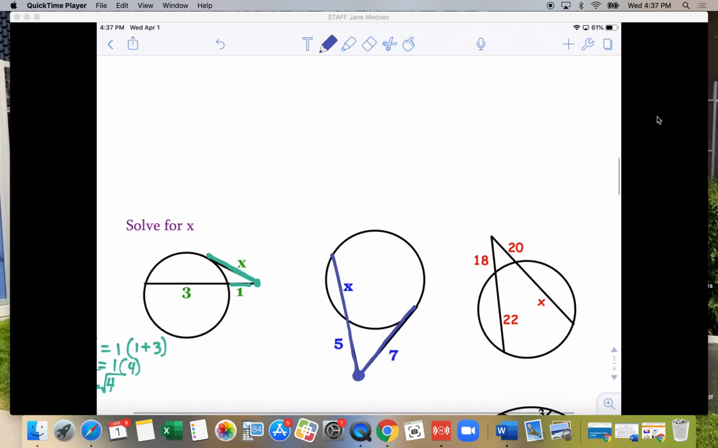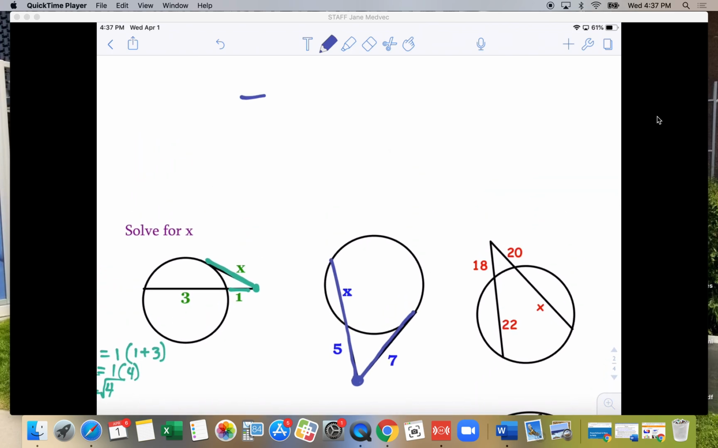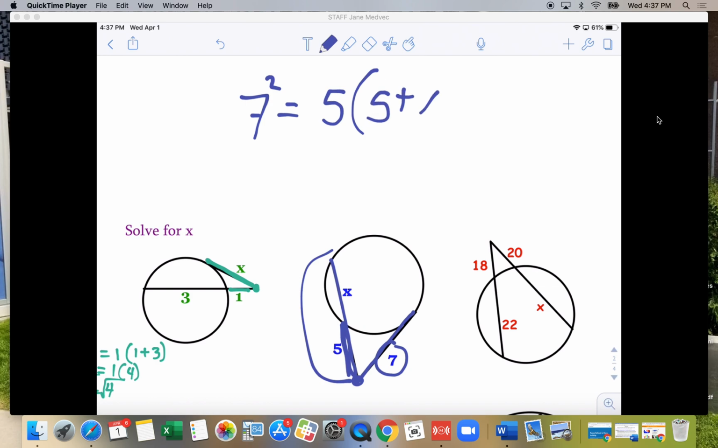So I'm going to take this, and I'm going to go 7 squared, because that's the piece out here. I'm going to take this outside small piece, which is 5, and I'm going to multiply it by 5 plus x. Now again, do not add 5 and x together and think you're going to get 5x. It doesn't work that way because they're not like terms. So what we're going to do here is solve it.